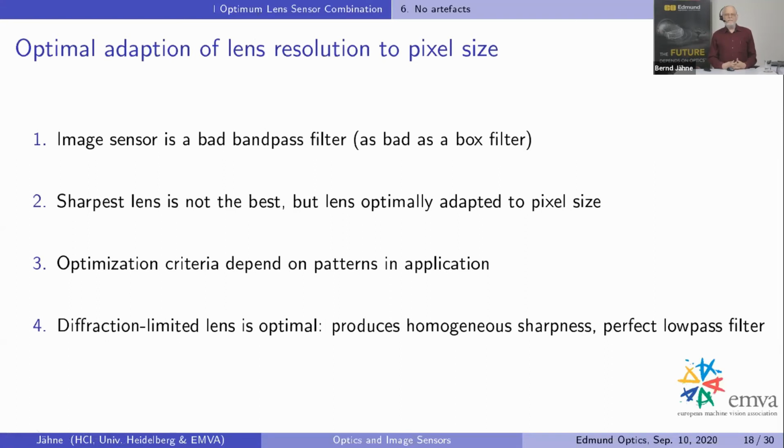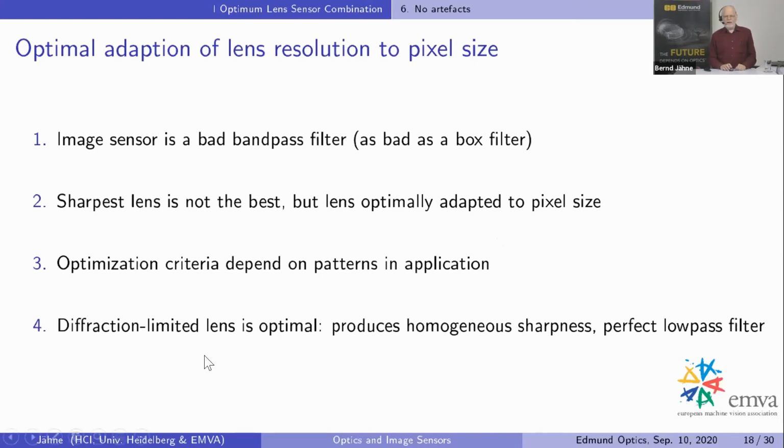And with that, we immediately know that just taking the sharpest possible lens you can buy is not the best solution, but you have to adapt your lens in an optimum way to the pixel size. The optimization criterion will depend on what patterns you actually have to analyze. If you have especially these periodic patterns, it's very critical. If you only have edges, it is less critical. Object with constant size and only edges, it's almost not critical at all.